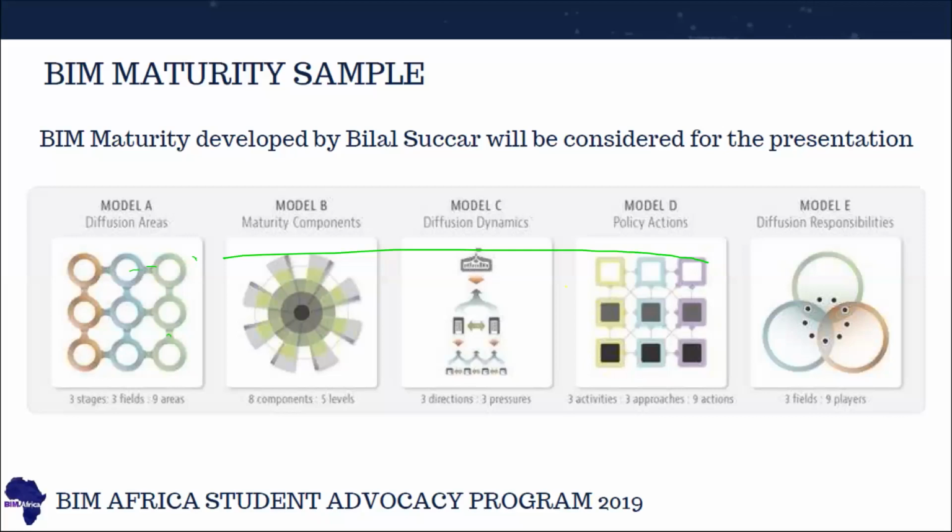So model 1, they assess diffusion areas. When they say diffusion, okay, I'll break it down a bit later. They have diffusion areas, and also they have diffusion dynamics. We'll see what that means. And also there's policy actions. And the 5th one is diffusion responsibility. So let's look at one after the other and see what these assessment methods mean.